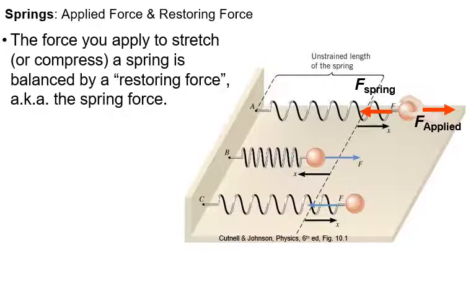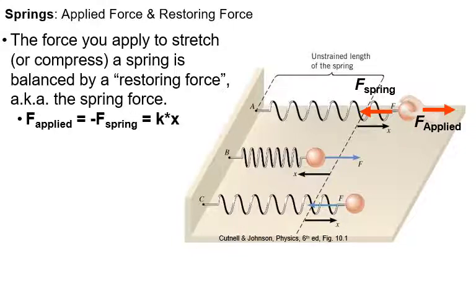Now, with springs, there's an applied force and there's a restoring force. Okay, so the applied force, for instance, this is the one that we apply, right, as the name says. The restoring force is the spring force. So this is the spring trying to get back to its original unstretched or uncompressed position. So for instance, if I pull, then the spring force is going to oppose. It's going to be equal in magnitude and opposite in direction to the applied force.